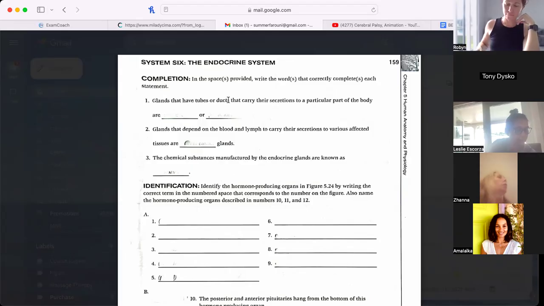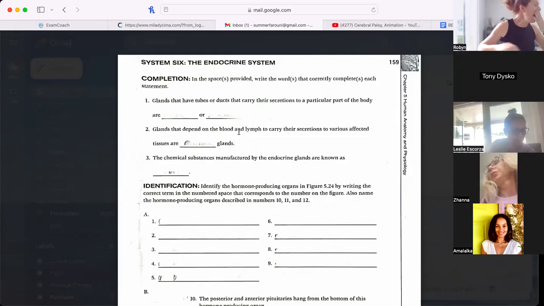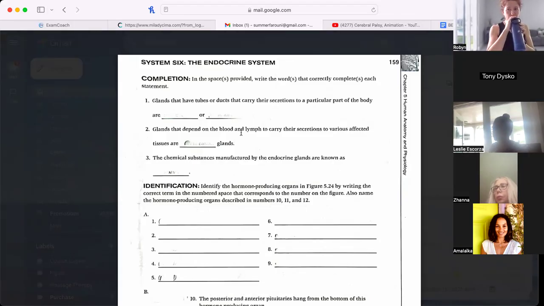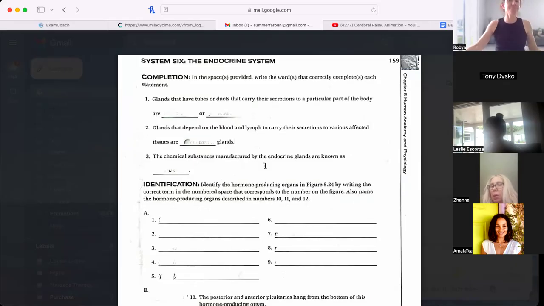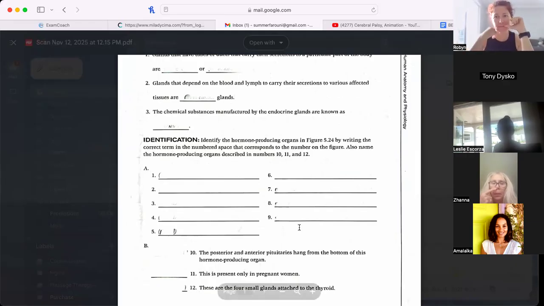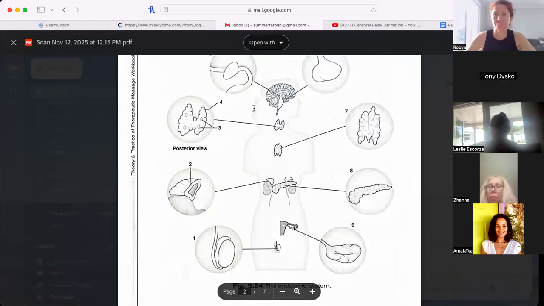Again, so we don't lose the idea. Glands that have ducts are considered exocrine or duct glands, like the sweat and sebum and oil glands. Now, the glands that depend on the lymph and the blood to carry their secretions, that means that's the medium that the hormone is going through, are the endocrine glands. And the chemical substance is called hormone.